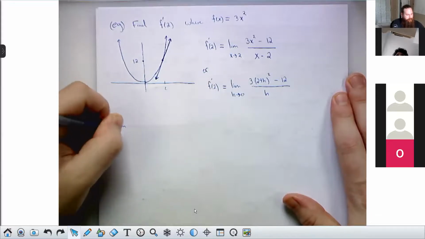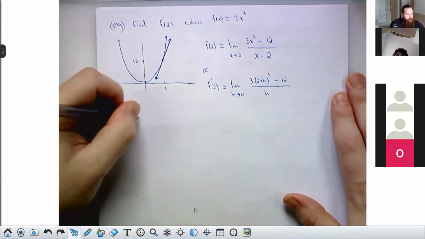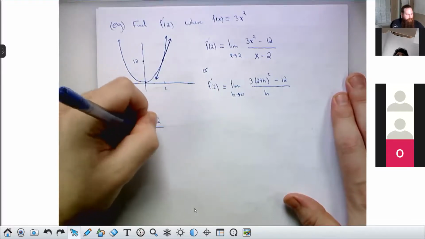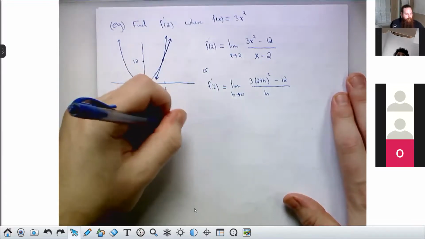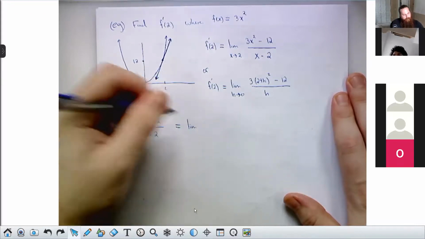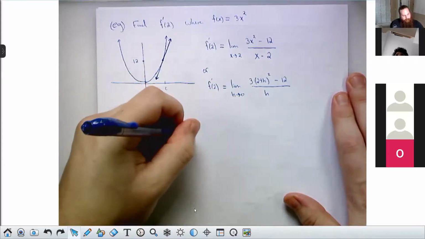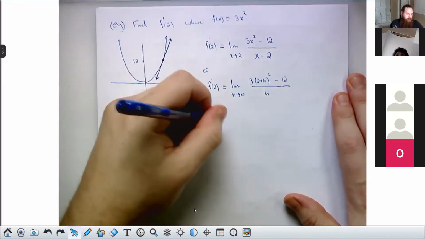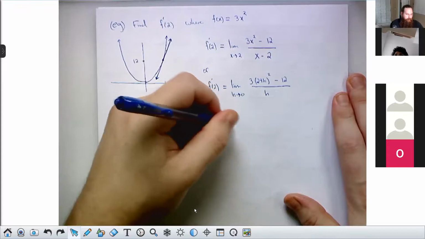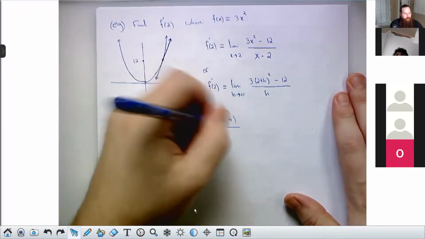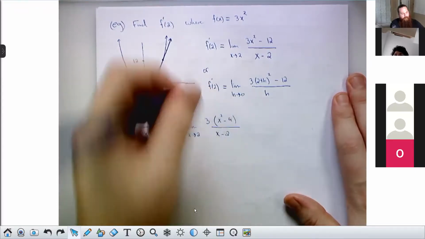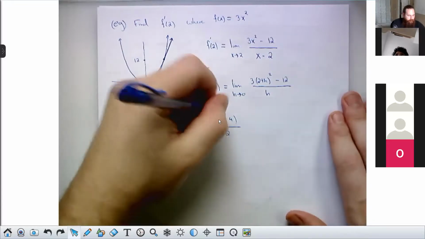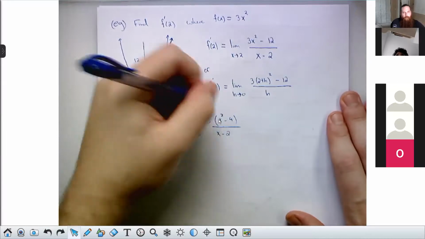The limit as x approaches 2 of 3x squared minus 12 over x minus 2. First thing I see is that I can factor a 3 from the top, and I'll get x squared minus 4 over x minus 2. If I try to plug 2 in, the top and bottom are both 0, so that's no good. So we still need to do something more. What more can we do?